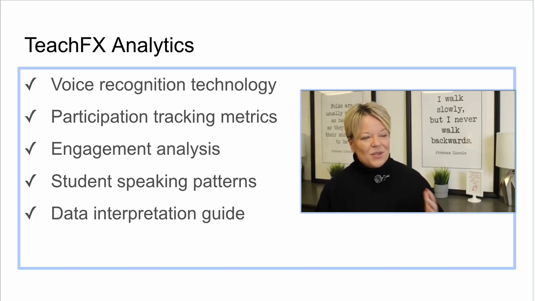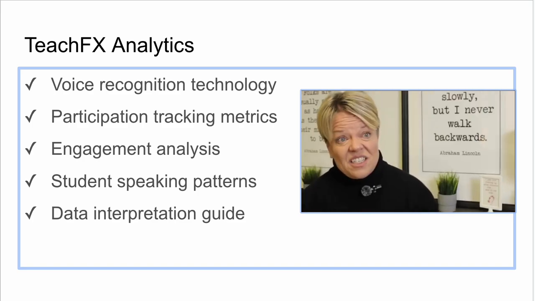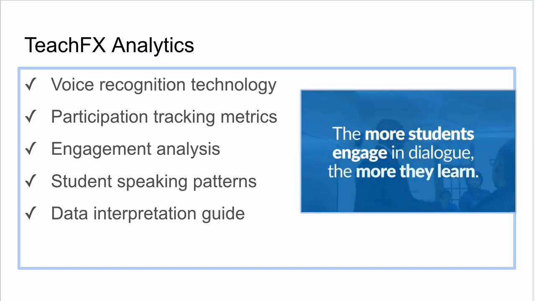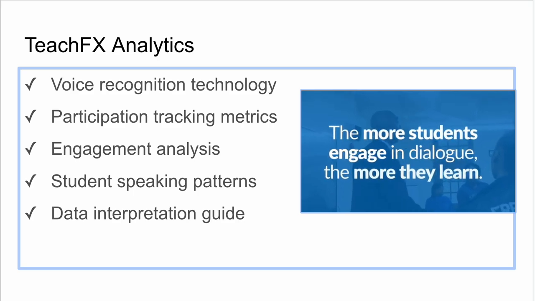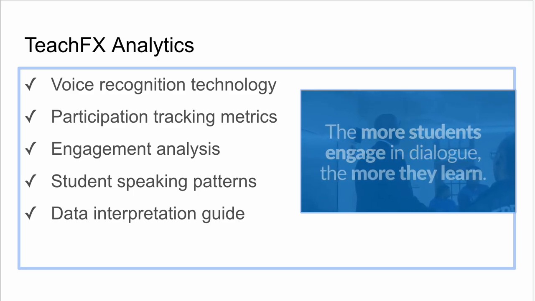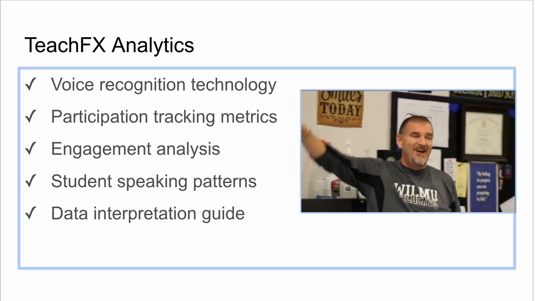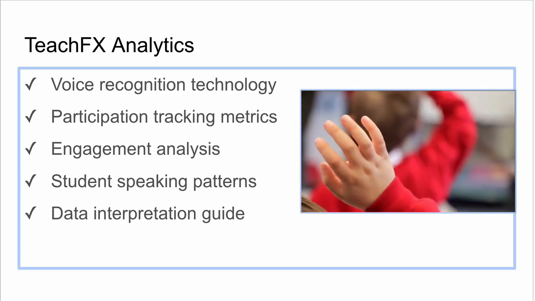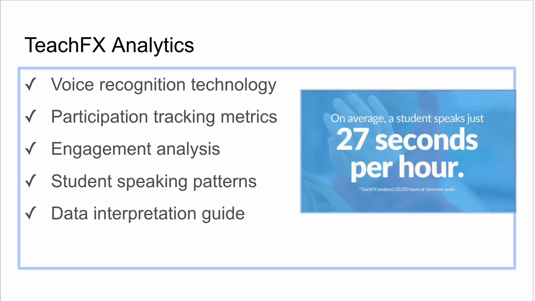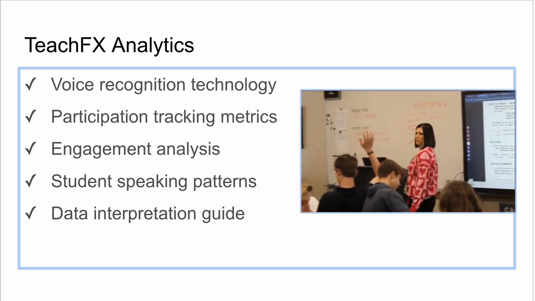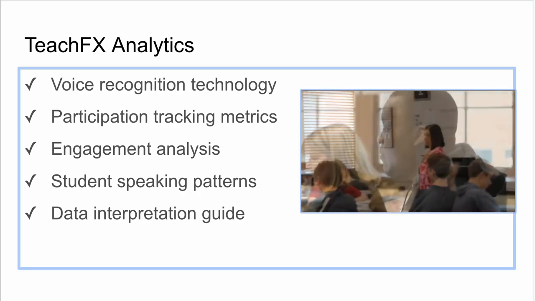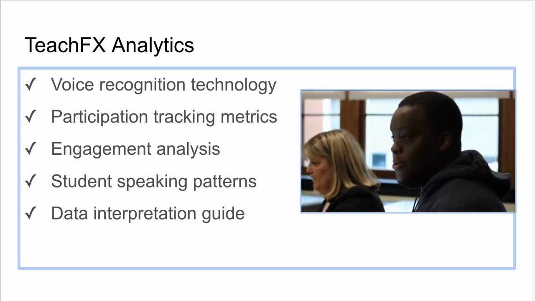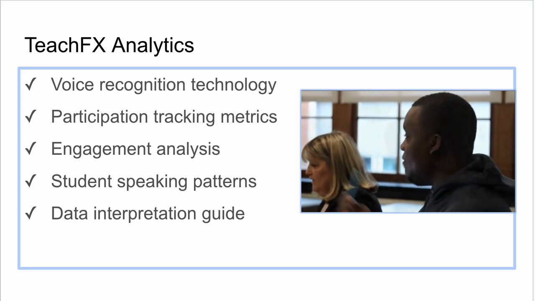They always say that the person who does the most talking in a classroom is the person learning the most. Decades of research show the more students engage in dialogue, the more they learn. But TeachFX analyzed 20,000 hours of instruction and found that on average, a student speaks just 27 seconds per hour. Teachers know students are brilliant and want to hear their thinking. Instructional feedback helps teachers reflect on what's happening in their class.